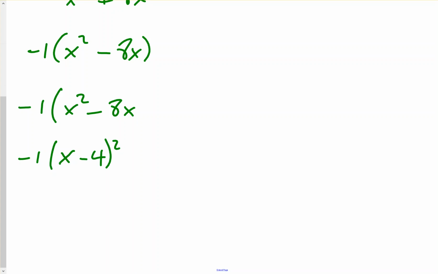Now what happens when we do that? This negative 4, we square it. Right? So negative 4 squared is a positive 16. Now, because we're completing the square inside the expression, because we added 16, we also have to take away 16.